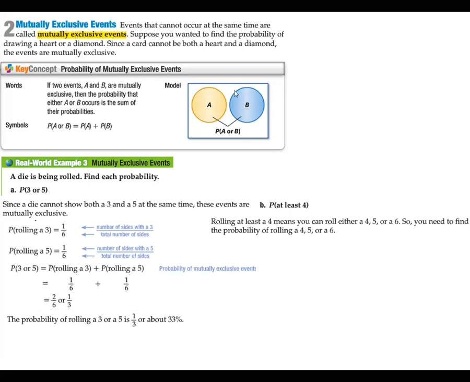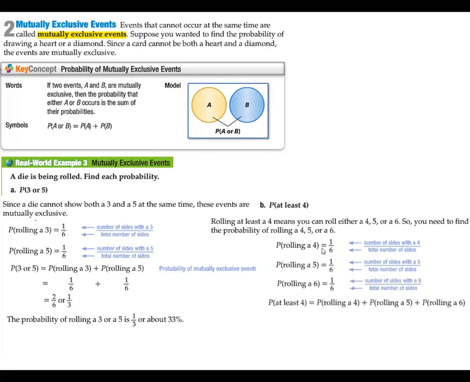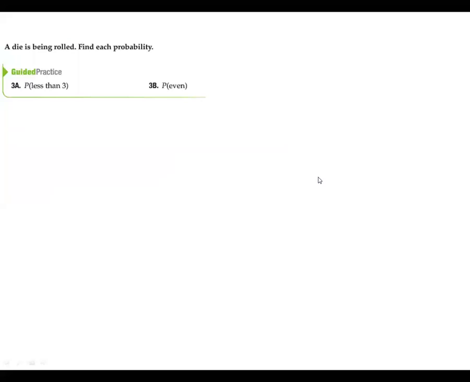Okay, so you need to find the probability of rolling a 4, 5, or a 6. Probability of rolling a 4 is 1/6, a 5 is 1/6, and a 6 is 1/6. You add those together, you get 3/6 or a half, which is about 50%. And think about it: 4, 5, and 6 is half of the sides of the die in this situation. All right, here's a couple for you to try. Go ahead and pause the video.